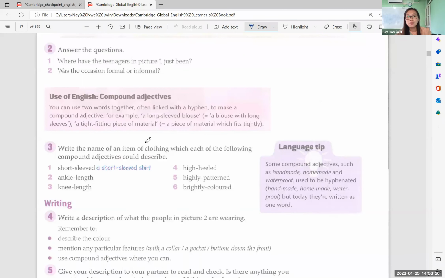Write the name of the items of clothing which each of the following compound adjectives would describe. So we have to think of the appropriate noun that can go well with these compound adjectives, right? So let's think together. The first one has been done, long sleeve: a long sleeve shirt, a long sleeve blouse. We can use it like that. So how about ankle length? What will be the appropriate noun that can go well with this compound adjective?